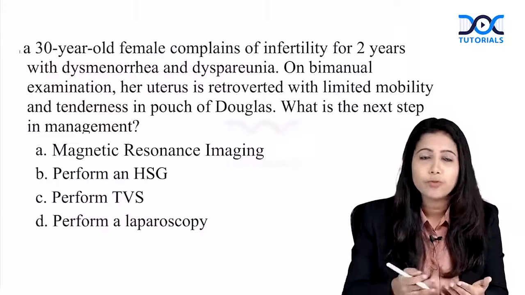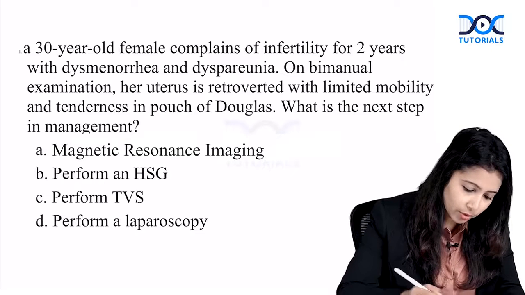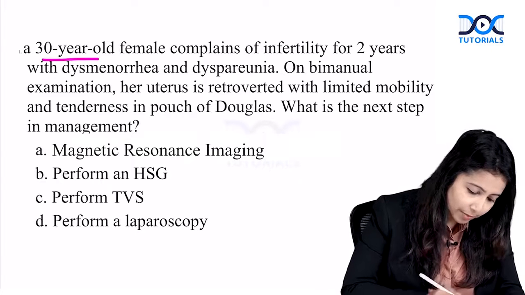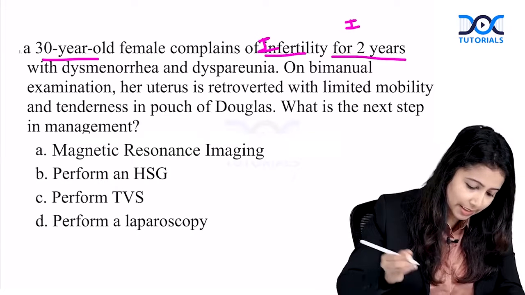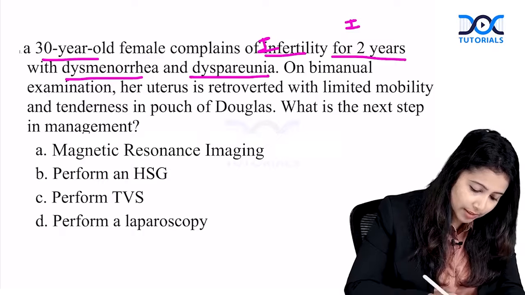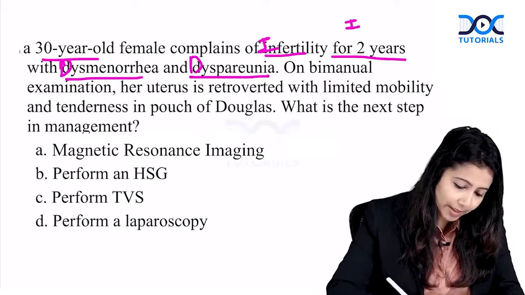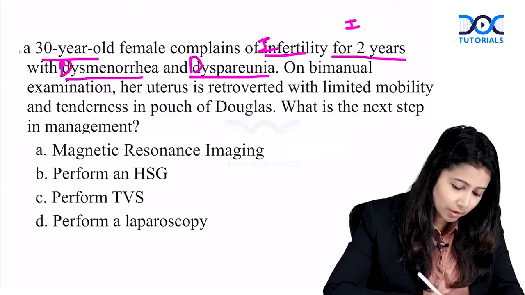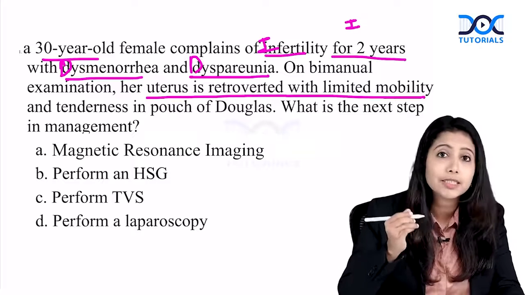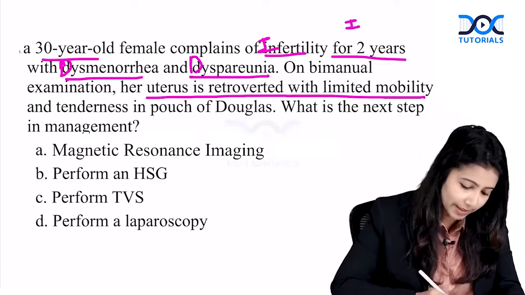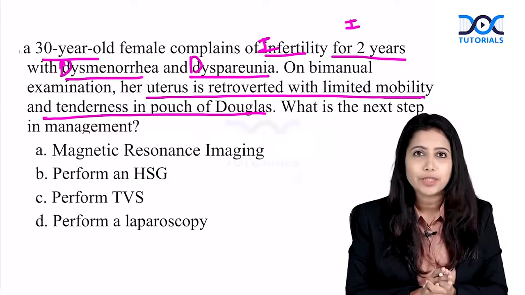Now, let's have a look at a few of the questions related to this topic. In this question, there is a 30-year-old female with infertility. Yes, that comes under one of our triad, infertility. She is having dysmenorrhea and dyspareunia. And on examination, we see that the uterus is retroverted with limited mobility and there is tenderness in the pouch of Douglas. So, what is the next step in the management?